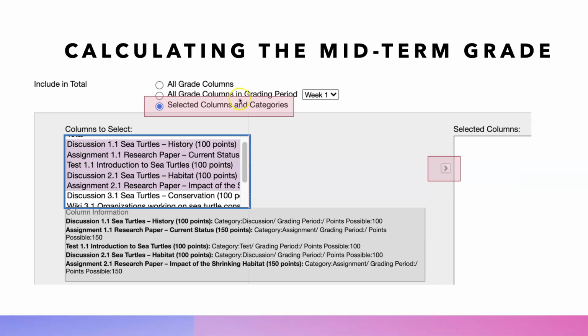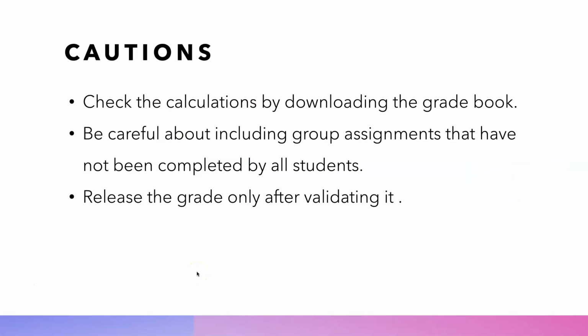When we do that, we can identify specific columns that will be included in the grade. And in order to do that, we first have to select this option for selected columns and categories, and then select the items that are going to be included in the grade and use this arrow to move them into the selected columns area.